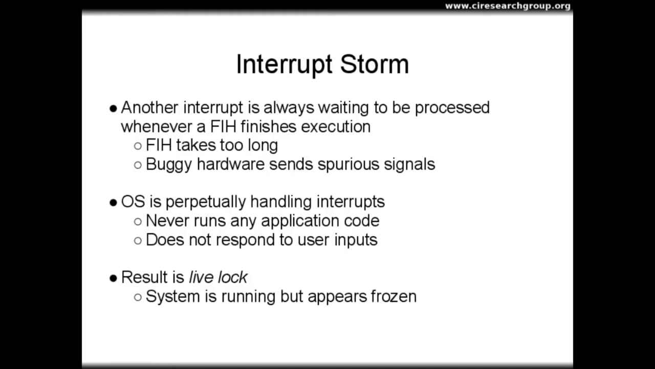An interrupt storm occurs whenever another interrupt is always waiting to be processed whenever a fast interrupt handler finishes its execution. That could occur either because the fast interrupt handler is too long and needs to be split into a fast and a slow handler. This can also occur if hardware has certain bugs that cause it to raise spurious interrupts.